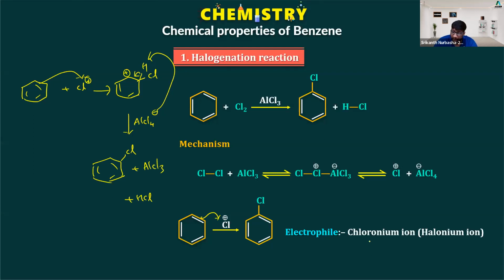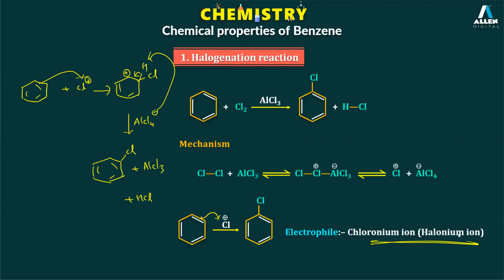Yes or no? The electrophile is the chloronium ion or halonium ion. Is this reaction clear, students? Yes or no? Halogenation, very simple. Yes, sir. Yes.